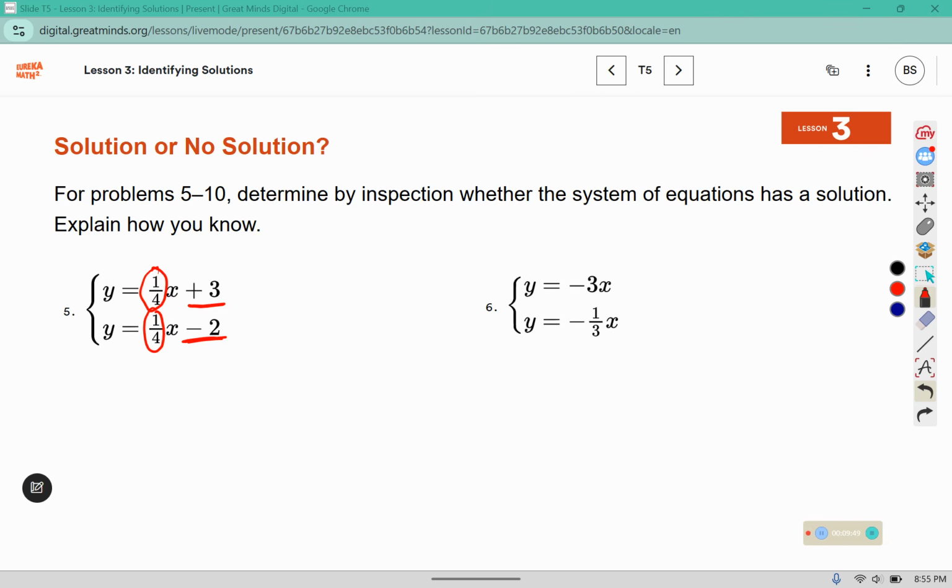So problem 5, parallel lines never intersect. So these have no solution.